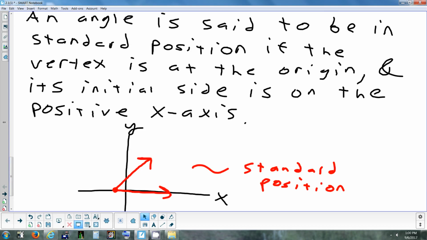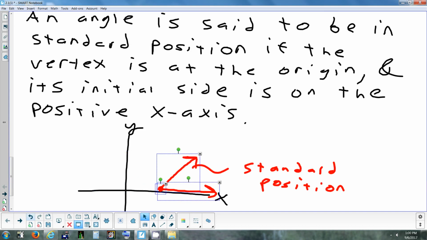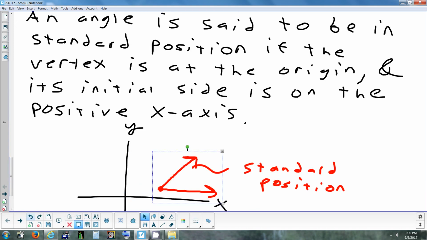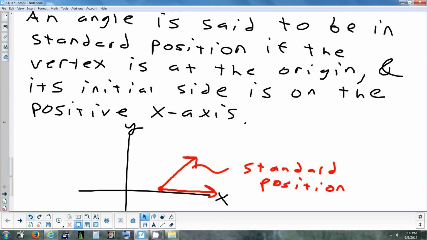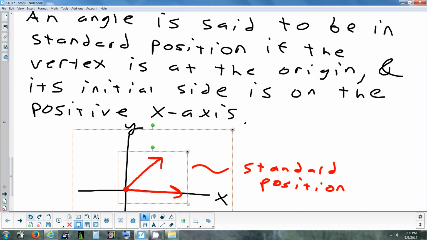How about if I went like this? Actually, I didn't want to break it apart. Is that angle in standard position? What do you think, Cole? No. I tried to make it so the initial side is on the positive x-axis, but now the vertex isn't at the origin.